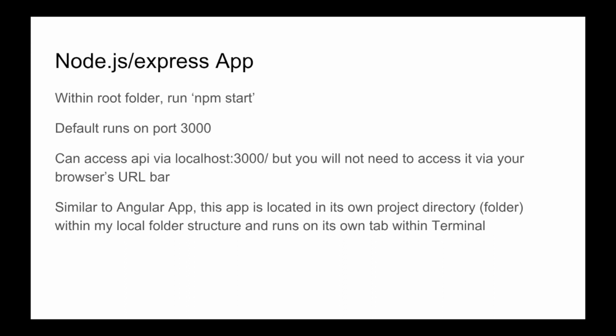So the default port for Node and Express apps is port 3000. So you can access it by going to that in the browser. But remember, your app is actually existing on port 4200. That's where the Angular app exists, and it's going to be making calls to your API server on port 3000, but you won't actually see that in the browser. Similar to the Angular app, this app also has its own project directory within my local folder structure and runs on its own tab within terminal.